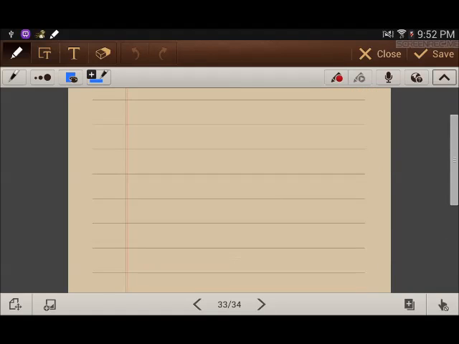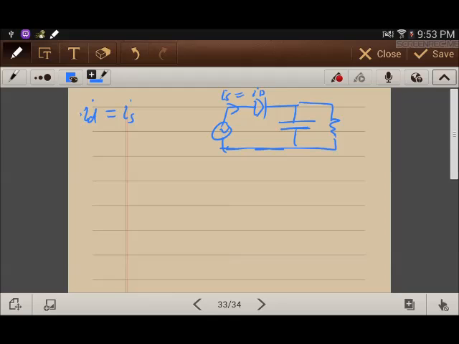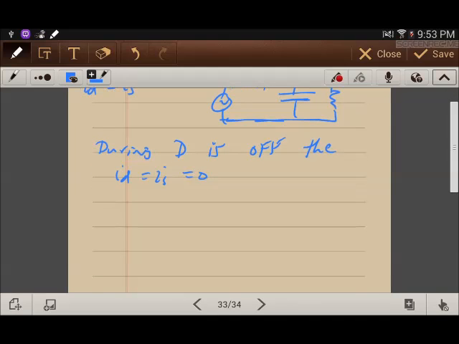So now let's take a look at the diode current. The diode current is simply equal to the source current. Since we have the circuit in this way, it's always that the source current is equal to the diode current. So how to calculate this? During D is off, the diode current and the source current is equal to 0. It's only during diode is on.